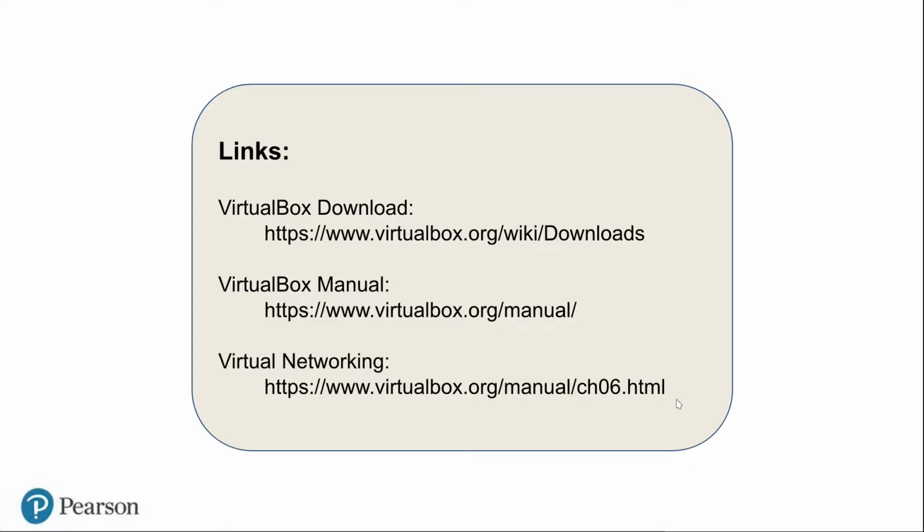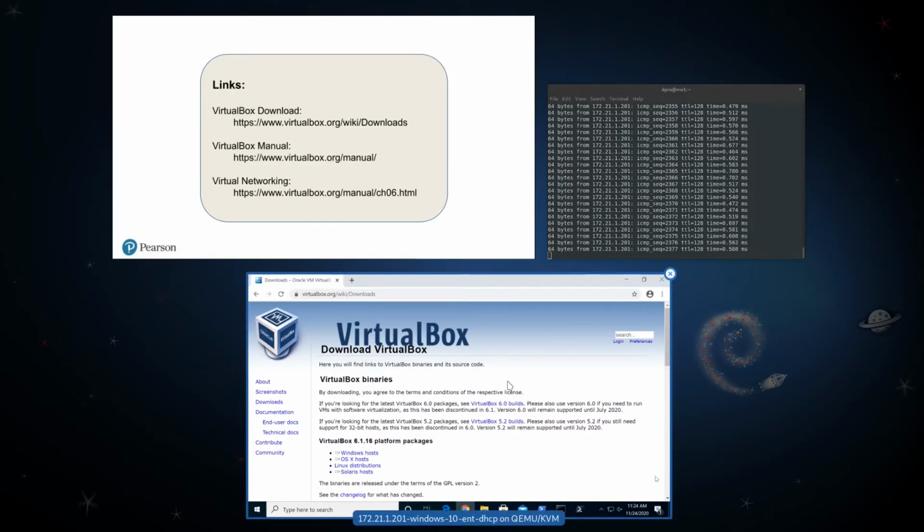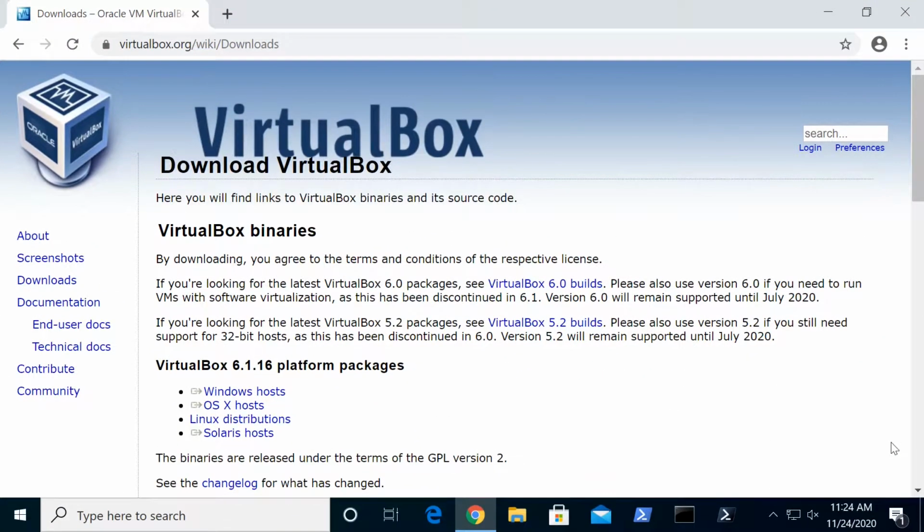Okay, so let's go to a Windows machine now. It's funny because this is a Linux course, but I'm starting off with some Windows here. And I've already gone to the VirtualBox website at virtualbox.org/wiki/downloads. And from here, you can grab VirtualBox, and you can see that the current version as of the recording of this video is 6.1.16.